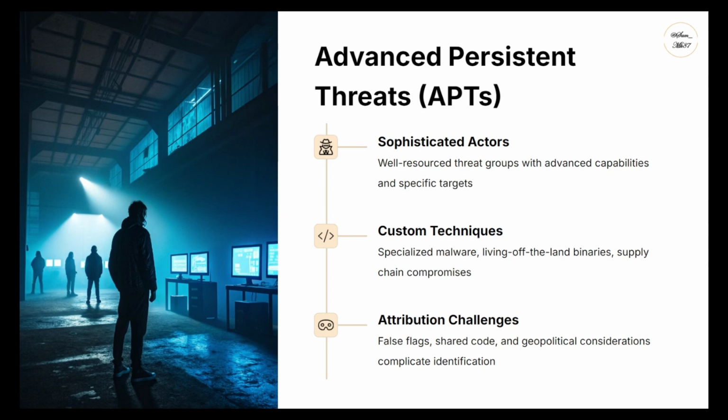Attributing attacks to APTs is incredibly difficult. These groups use false flags, reuse publicly available code, and carefully craft their operations to mislead investigators. In addition, geopolitical tensions often blur the lines. What looked like one country's operation could easily be framed to appear as another's. This makes identifying the true source of an attack a complex and often controversial process.